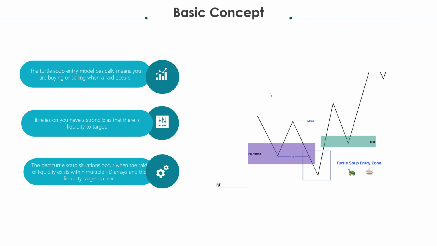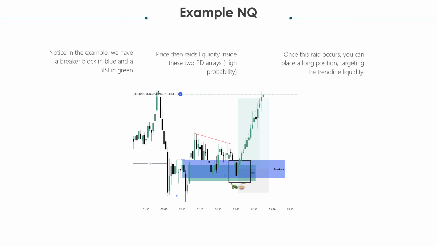So on the right hand side here, I've got a bit of a diagram just explaining roughly what it is. So you buy as soon as the raid of liquidity happens, but you're in some other type of PD array here, right? And that often happens before your market structure shift. Right now, Turtle Soups as well, as I'll show you on the next slide, you can actually have these as a part of an overall continuation of a trend. But have a look in this example, right?